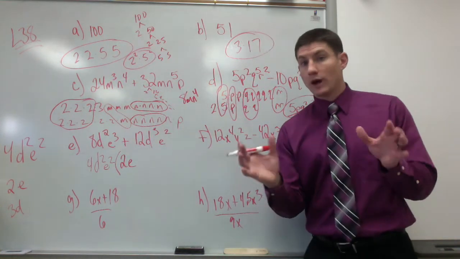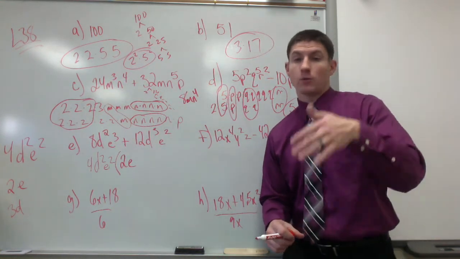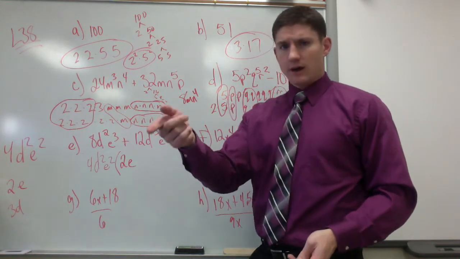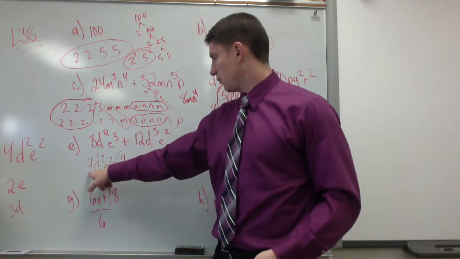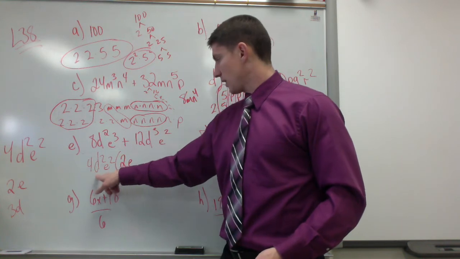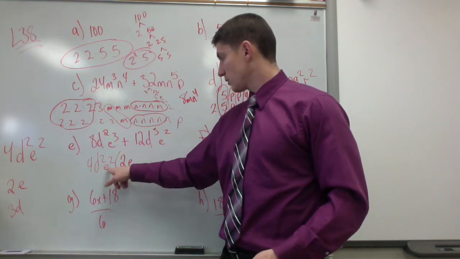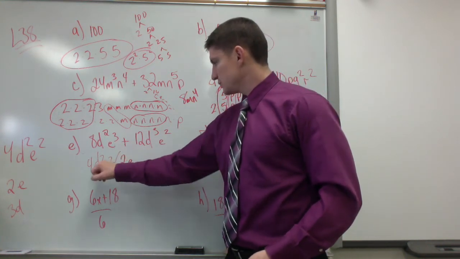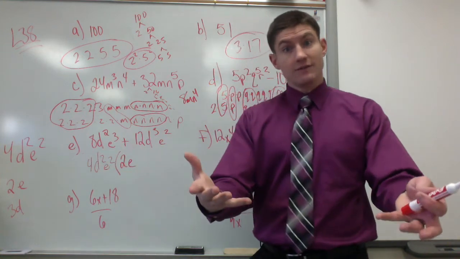Now, here's a way to check to see if you got it right in the middle of the problem rather than waiting to the end. What if I did my distributive property and I multiplied right now? 4 times 2 would be 8. D squared would be d squared, and e squared times e would be e to the third. Would this multiplied together equal that? Well, then I've done it right.